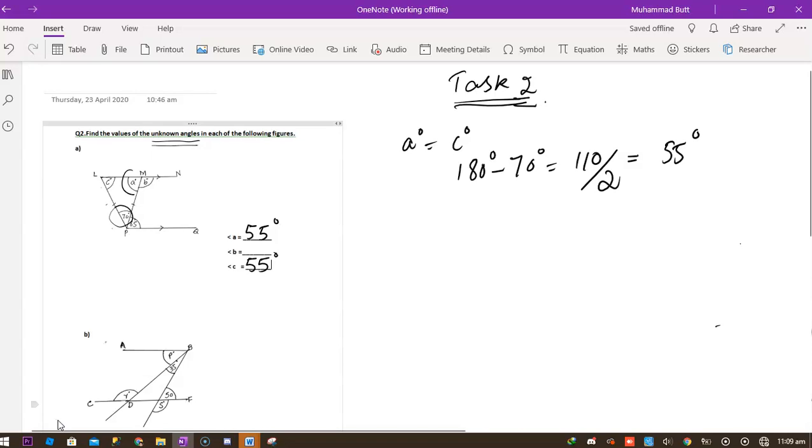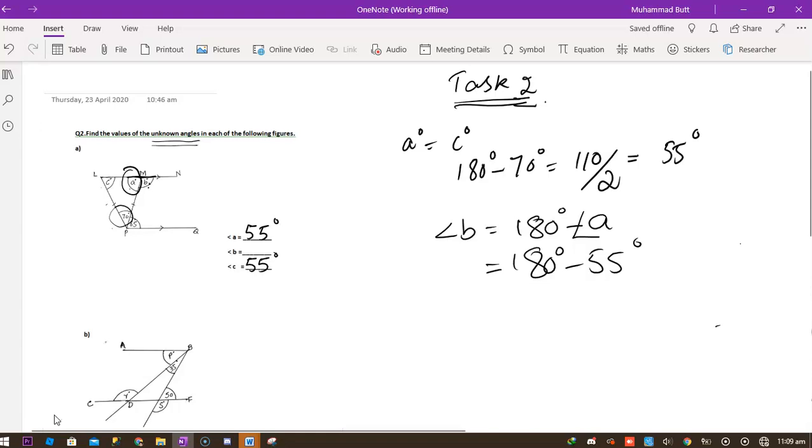Now, angle A is adjacent to angle B, and these are angles on a straight line. The sum of angles on a straight line equals 180 degrees. So we can say that angle B is equal to 180 degrees minus angle A. Why? Because angle A plus angle B equals 180 degrees. So angle B would be 180 minus angle A, 180 minus 55, and you will find the value of angle B, that is 125 degrees.